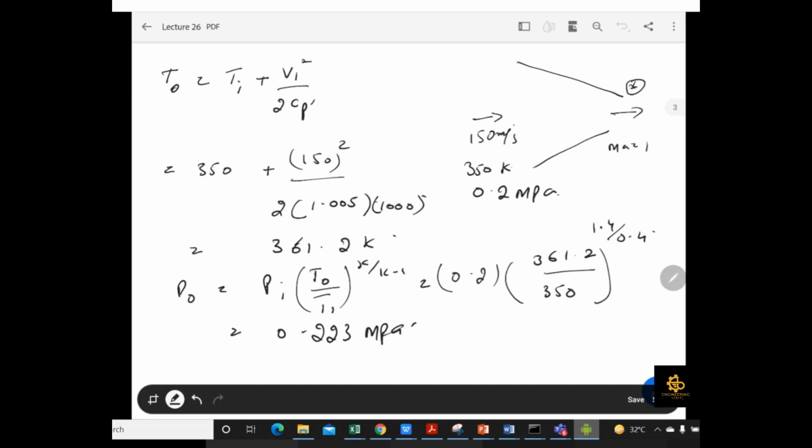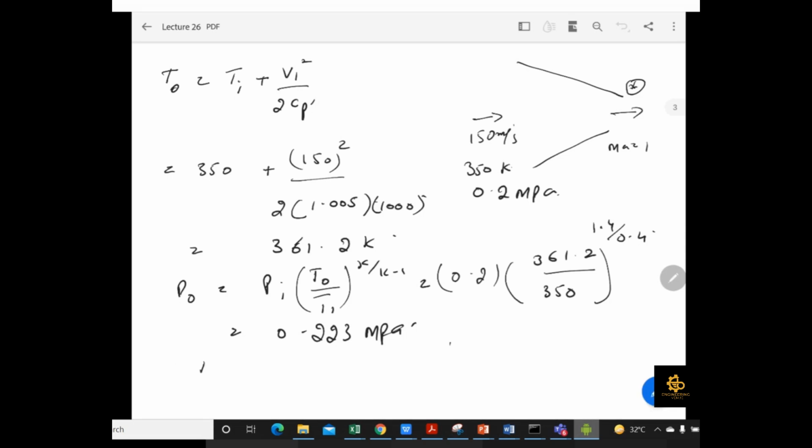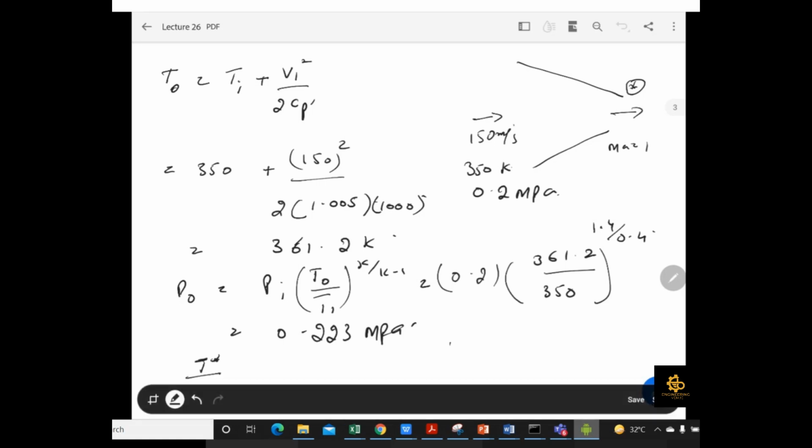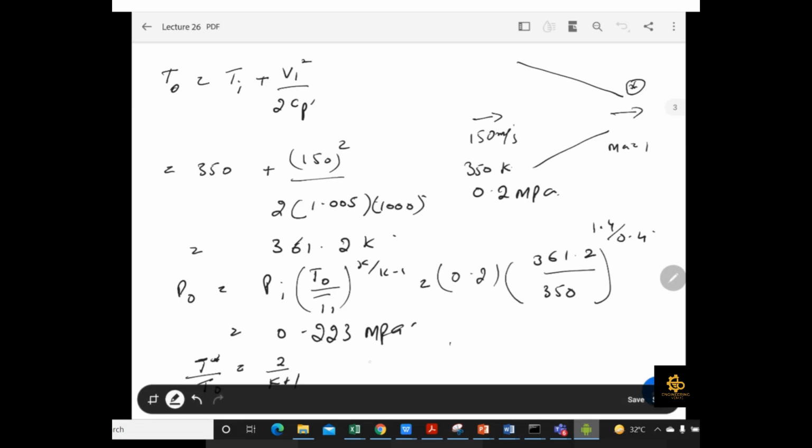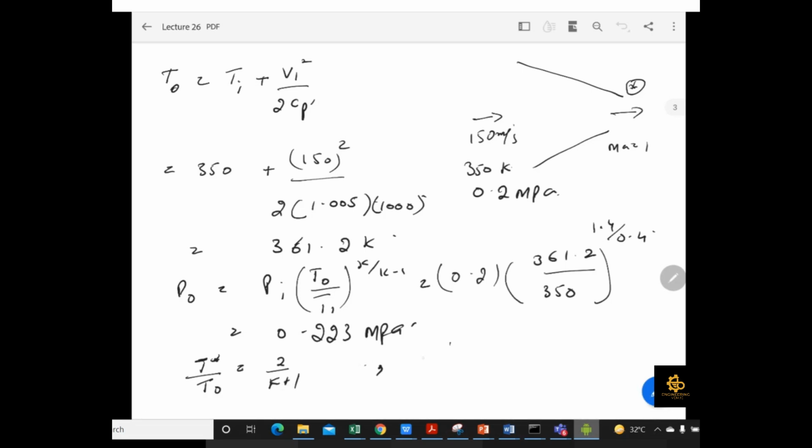Now P naught and T naught are known to us. Okay, so from there you can easily find the critical properties, because you already know how you can define the critical properties. So for example, if I want to find the T star, T star is the point where your Mach number is equal to 1. T star by T naught is equal to 2 by K plus 1. So this equation you have to use. So simply you have to put the value of K, and then P star by P naught is equal to 2 divided by K plus 1, raised to K over K minus 1. So from these relations you can easily find the value, and from this you can find the T star.